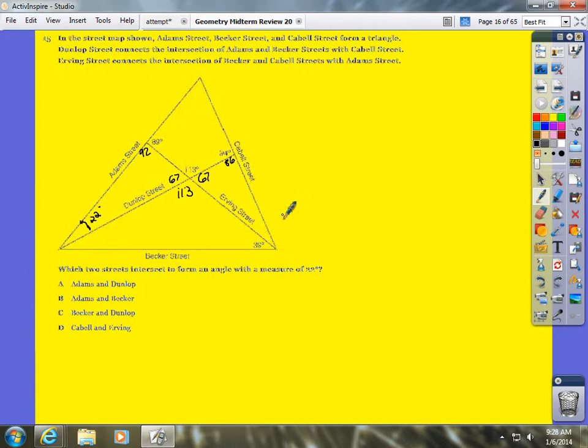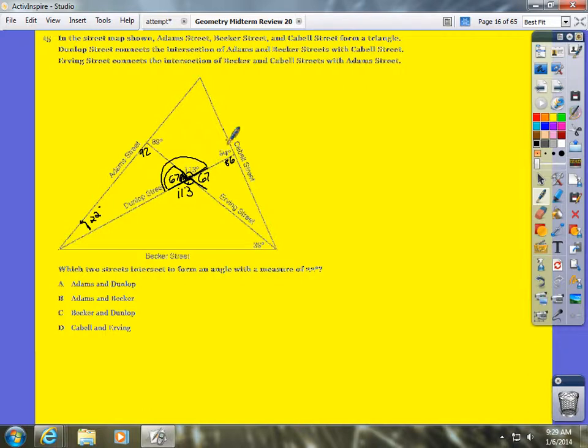Okay, welcome back. We are going to skip on to number 15. Right now I know that this is equal to 113 because those are vertical angles. And then this angle is 67 because if you take 113 and subtract from 180, you get 67. If this one's 67, then this one here is 67 because those two are vertical angles.